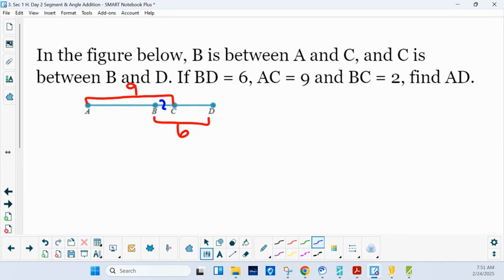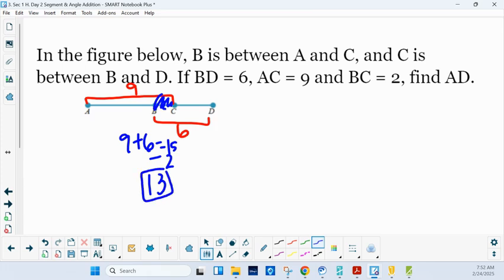Is that just 9 plus 6? No. How come? It overlaps. It overlaps by how much? 2. So subtract it. What is 9 and 6? 15. Take off the 2 that they have in common. How long is it really from A to D? 13.